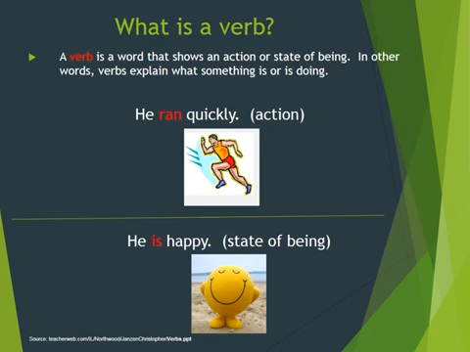So in this first example here, we have he ran quickly. So that one is definitely an example of an action verb. So he's running, that's the action. In the second one, we have he is happy. Well, is not an action that we do physically, but because is connecting the subject with the condition of that subject, we call it a state of being verb. So now we know that he is happy.